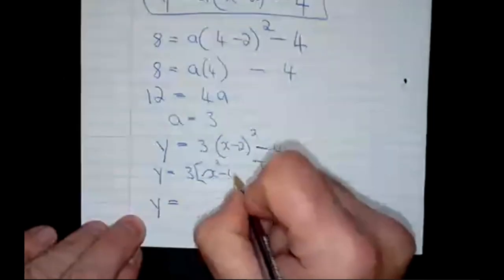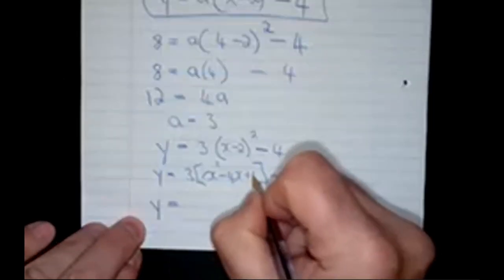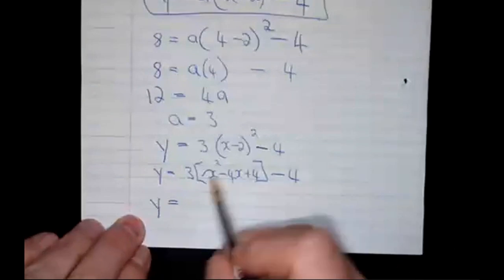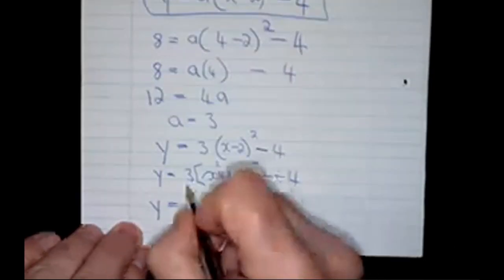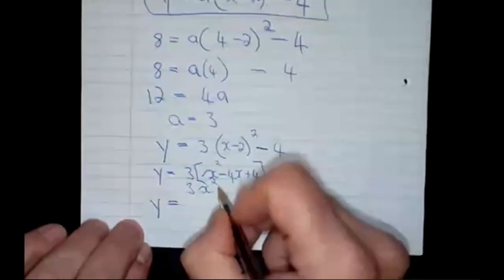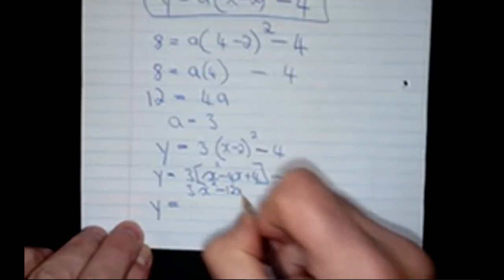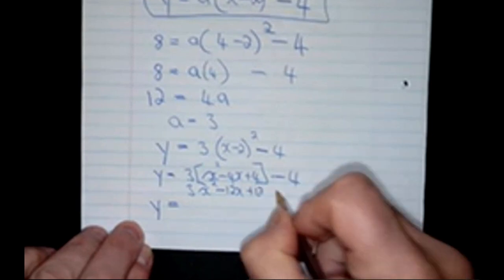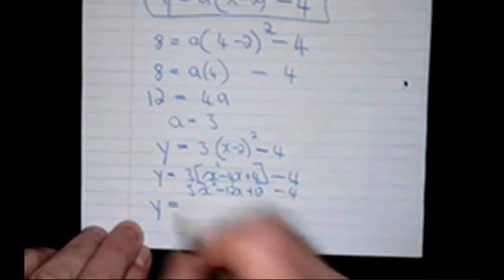X squared minus 4x plus 4. Yay. So now you need to take the 3 in. Let's do that quickly. And just watch me, do it with me, or do it ahead of me. Plus 12. Now we're ready to give them the answer.